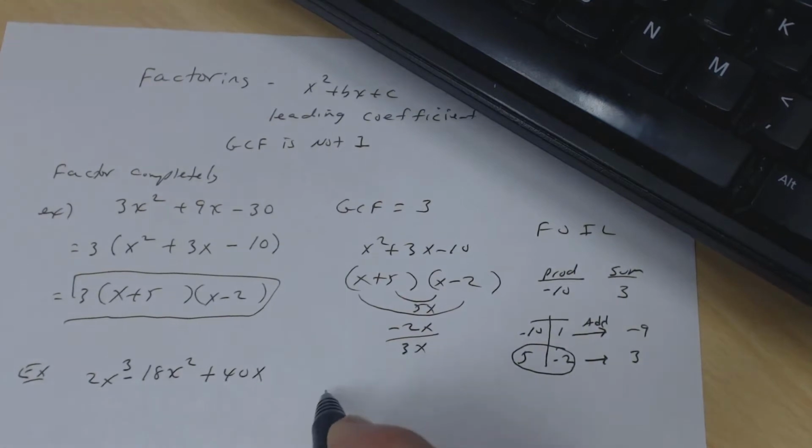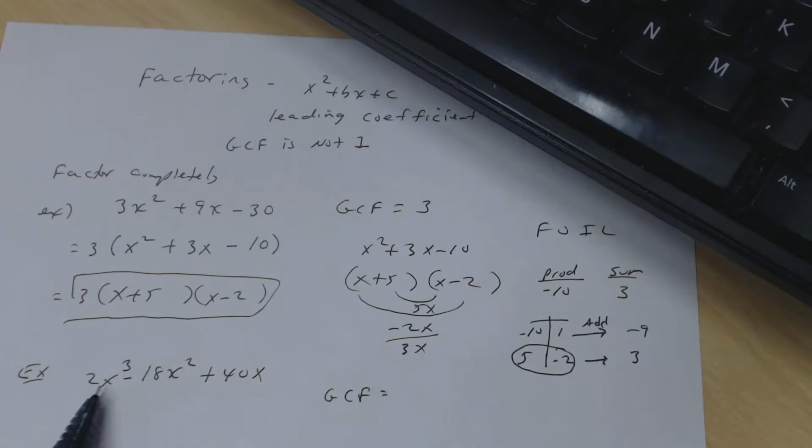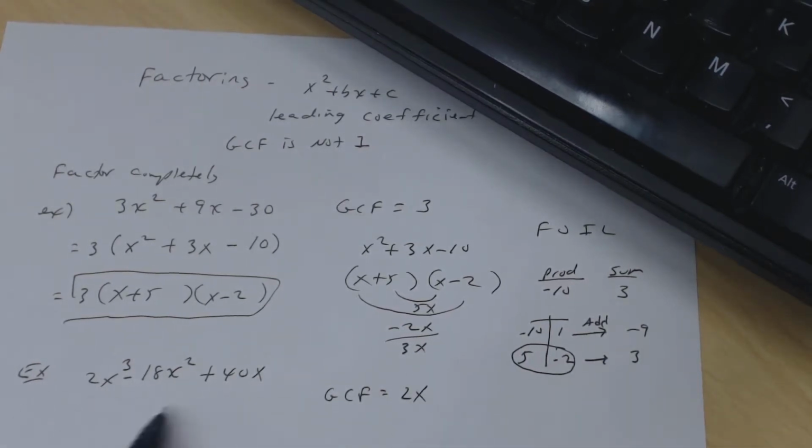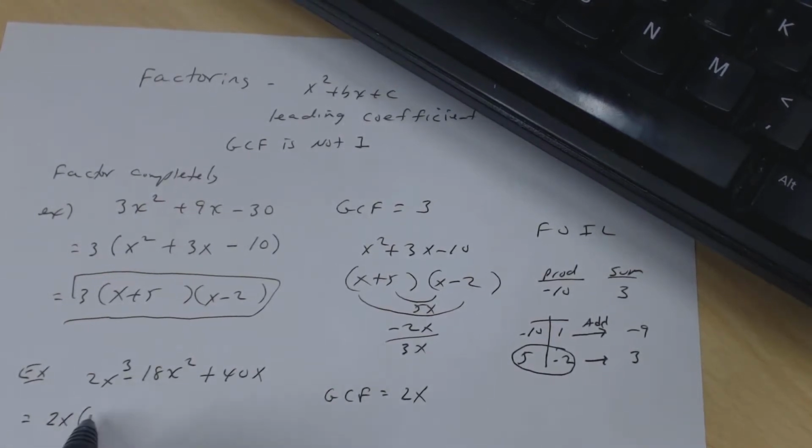This time, in terms of coefficients, the GCF is 2. And look at your variables. It's variable x in every term. Remember, you take the one with the smallest exponent. So the GCF would be 2x. Then you're going to factor out a 2x. 2x times x squared is 2x cubed. 2x times a negative 9x is a negative 18x squared. And 2x times a positive 20 is a positive 40x.